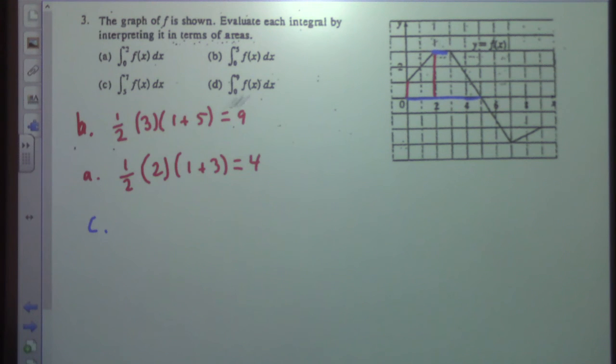C, we're gonna have 5 to 7. So here's 5 to 7. So what is that gonna be? 3. So we have 1/2 times 2 times 3, and negative. So it would be -3, right? -3. And finally, this one here, 0 to 9.